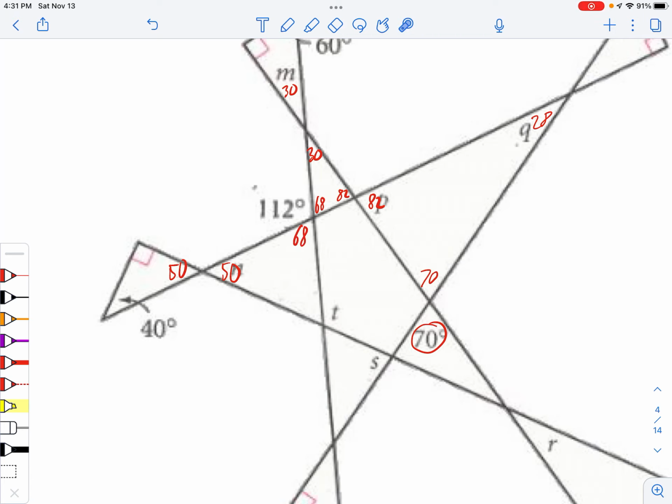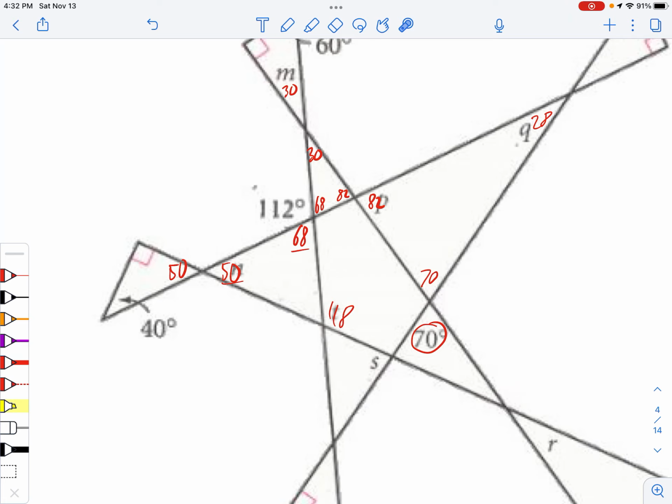I want to just pause here to find angle T. Angle T is an exterior angle of this triangle. If I take that triangle and extend the side, angle T is an exterior angle. So you can simply add the 50 and the 68, the two remote interior angles, to get angle T. You could also figure out this angle and then subtract it from 180 because that one and that one are a linear pair. But the exterior angle theorem is just a little bit quicker.